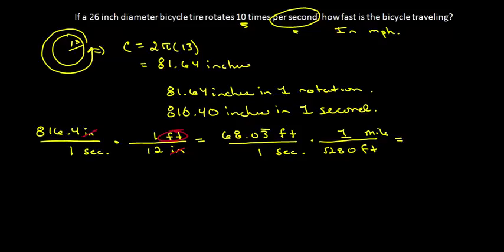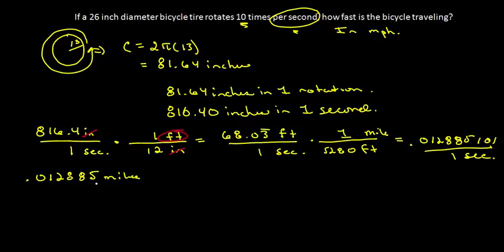So 68.03 repeating divided by 5,280 is going to give us a small decimal value. Don't worry, it'll get bigger in a minute. So this is 0.012885101. So that's miles. I don't know if you can see that because it's on the edge of the screen per 1 second. Rewrite it over here. So let's round it a little bit. We don't want to round it too much because we're going to end up losing accuracy. But I'll go out to this. So miles.